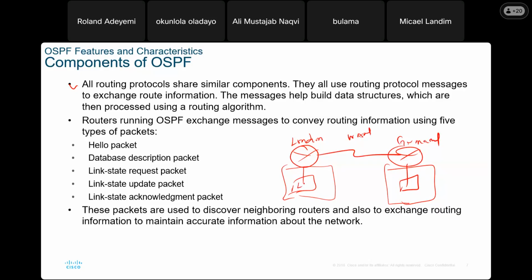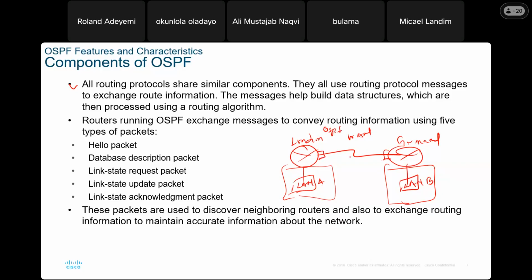Let's call this one LAN A and let's call this one LAN B. How will the London router get to know about LAN B? And how will the Germany router get to know about LAN A? Because they are not directly connected. By the time we implement OSPF, do you know what is going to happen? The London router will form a neighbor relationship with the Germany router.